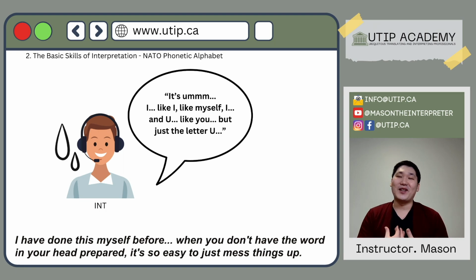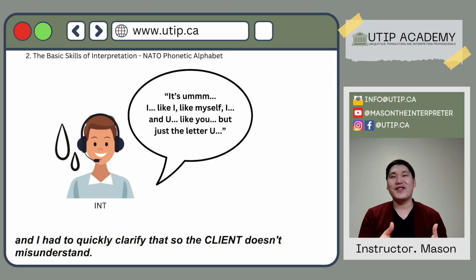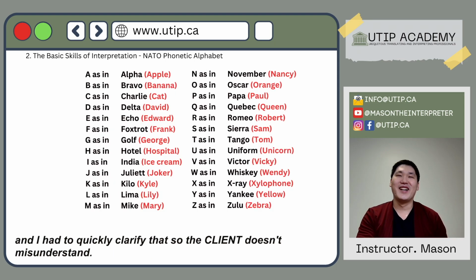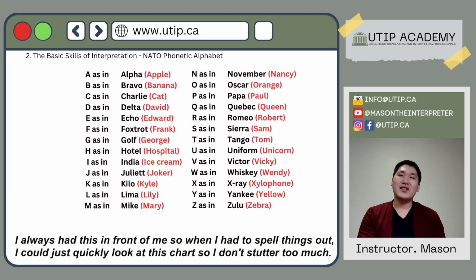I have done this myself before. When you don't have the word in your head prepared, it is so easy to just mess things up. I have had one of my LEPs trying to do this in English, but saying something like, E as in igloo. And I had to quickly clarify that so the client doesn't misunderstand. I am not saying that you have to memorize this, but honestly, the first year of my interpreting career, I always had this in front of me.